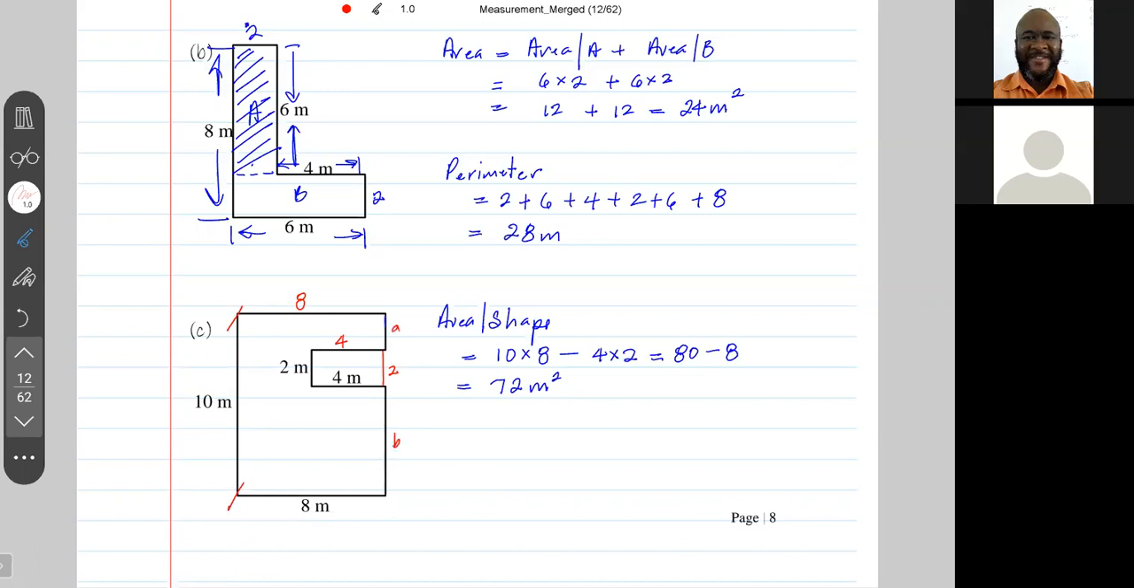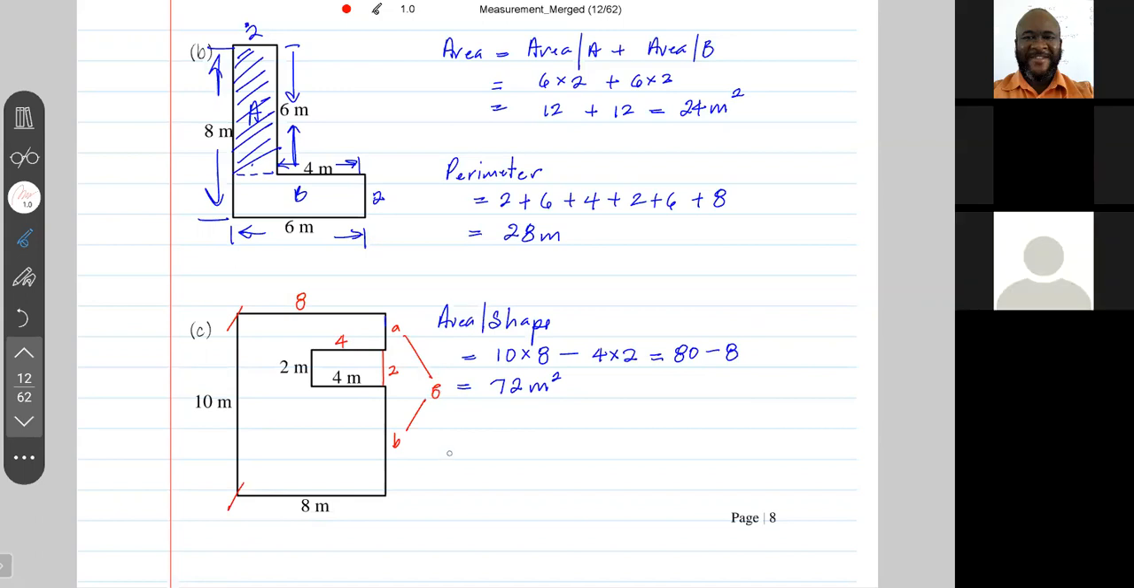Tell me if you agree with me. The entire length is 10. In the middle there is 2. So the other two pieces, A and B together, must add up to 8. Tell me if you agree. Help me now. Yes, sir. Good.